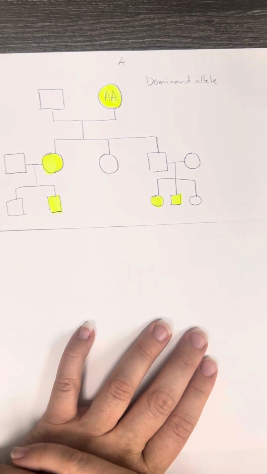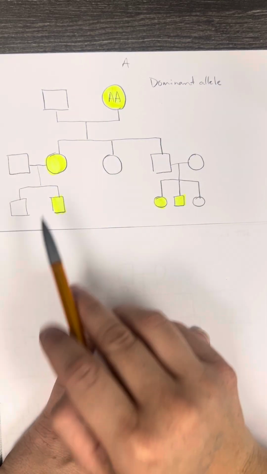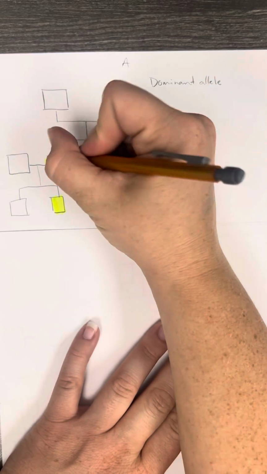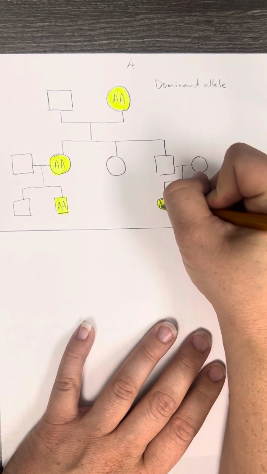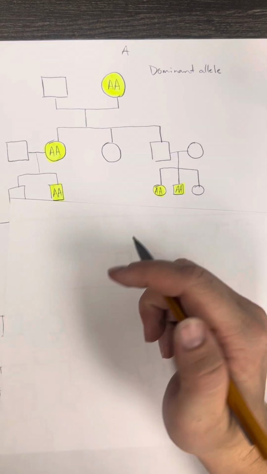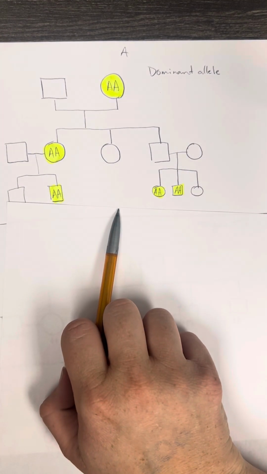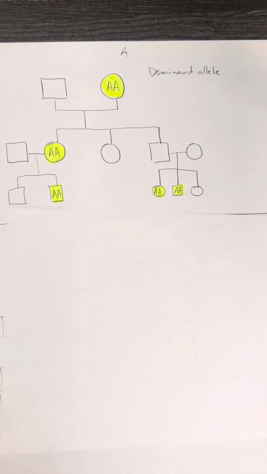So that person is 2 big A's, right? Which means that all these other ones are also going to be 2 big A's. Sometimes these traits are shown as a color, and that just means that whatever it says in the pre-question, that's going to be the trait that's being tracked.